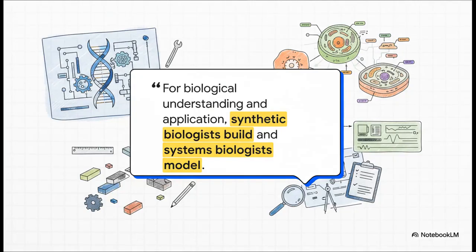There's a quote from the research that just nails this divide perfectly. Synthetic biologists build, and systems biologists model. One is the architect, right? Constructing brand new biological parts. The other is the archaeologist, creating models to understand the amazing system that nature already built.